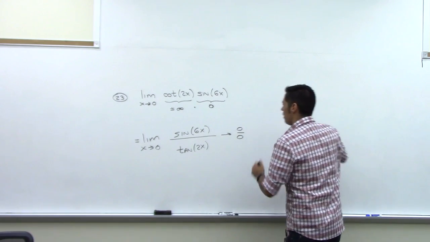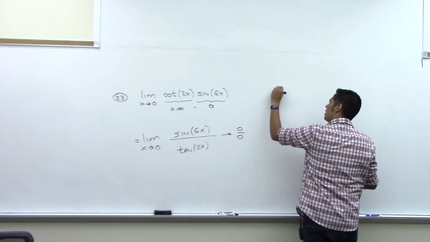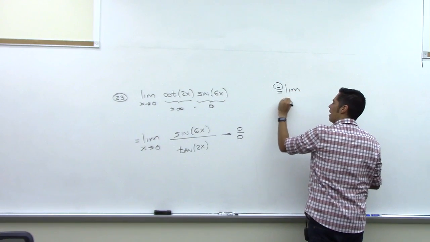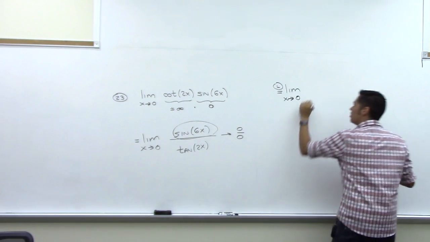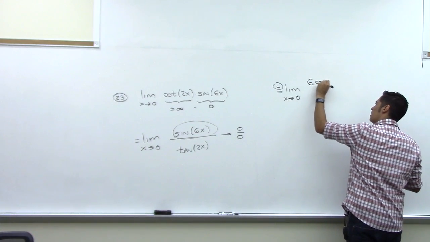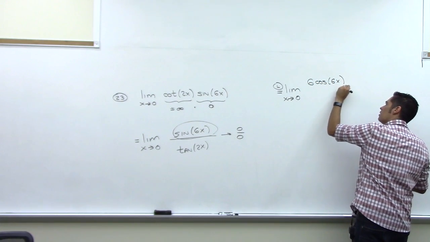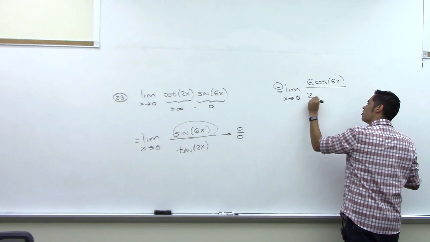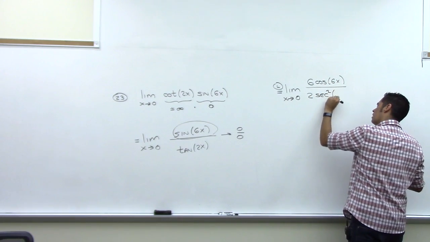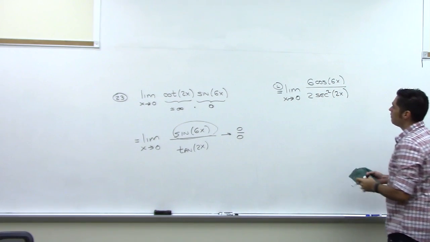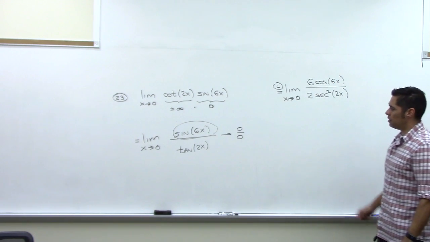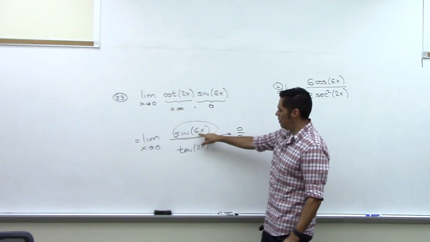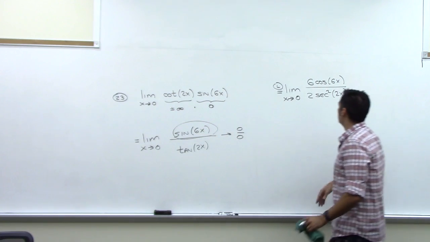So when I use L'Hopital here, I'm saying this is equal to the limit as x goes to 0. I'm going to take the derivative of the top, which is 6 cosine 6x, and the derivative of the bottom, which is 2 secant squared 2x. I hope you follow me there. Chain rule on both of those, and I just move the constants. The constants that pop out from here, I just moved them out front.